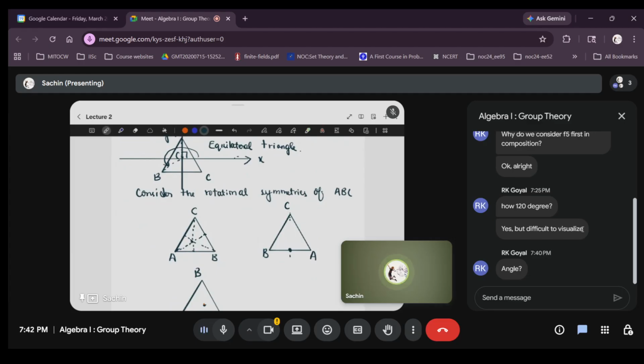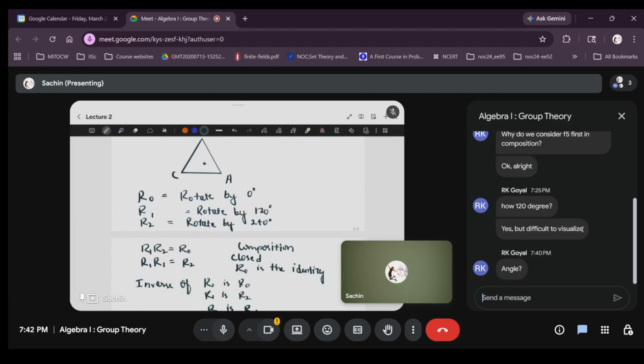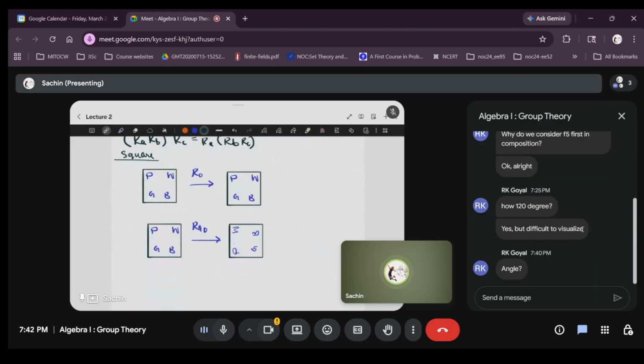You can flip about any of these axes, and each of the flips will give you one type of symmetry, or a bijection. The difference with this case, in the square case, is that there are two such types of operations you can do.